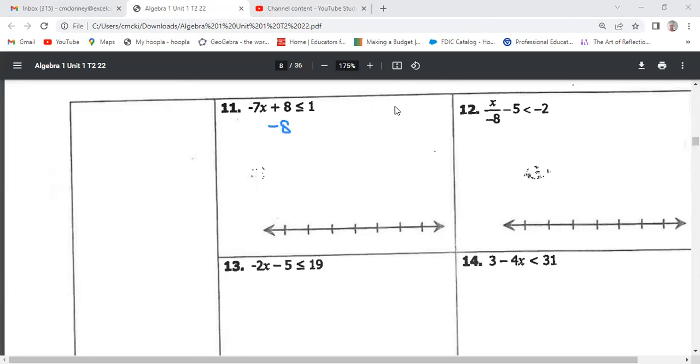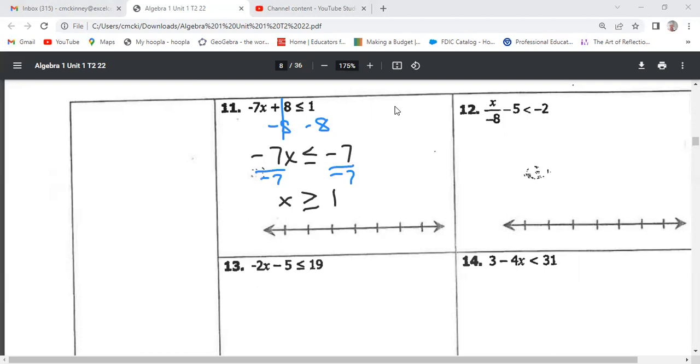So subtract 8 on both sides. Now I have negative 7x less than or equal to negative 7. So now I'm going to divide both sides by negative 7. Notice what I just said. I'm dividing by negative 7. So this becomes positive 1, just like it would with an equation, but that symbol is now going to go this way.